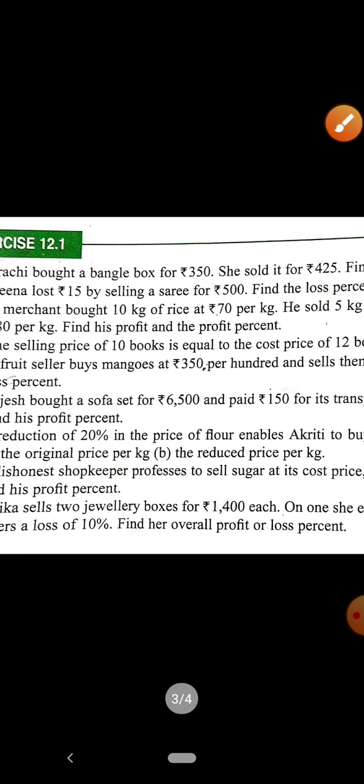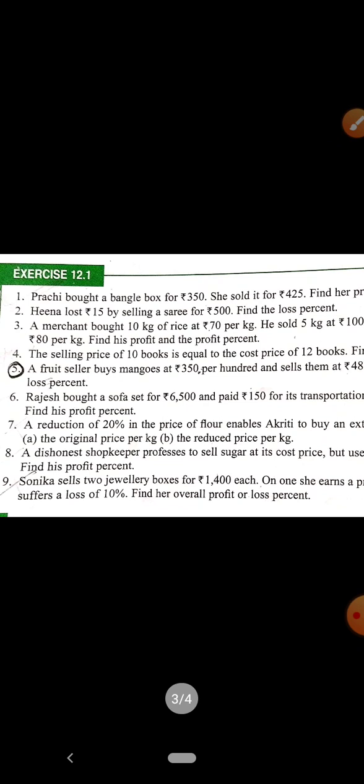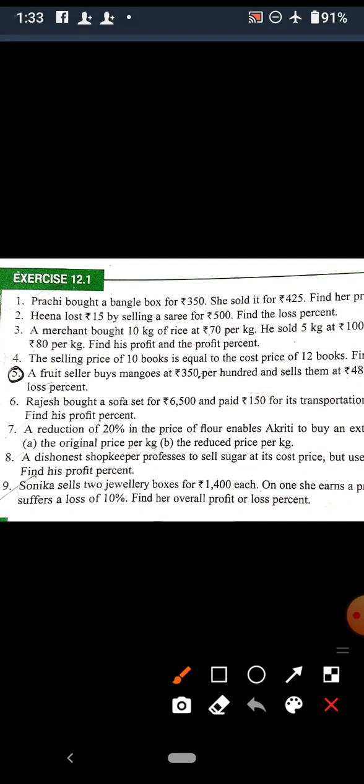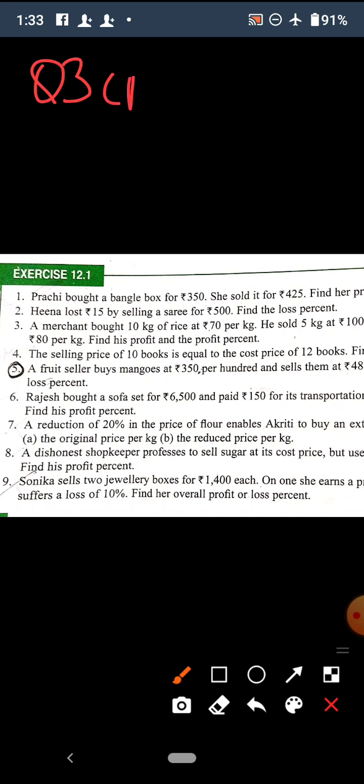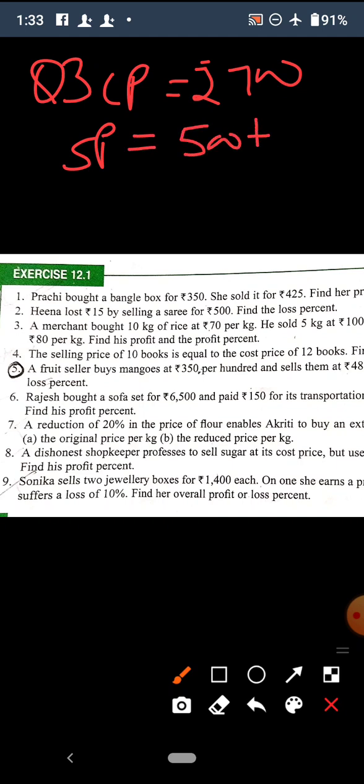Now question number 3. A merchant bought 10 kg of rice for rupees 70 per kg. So quantity is 10, rate is 70. So what is the cost price? 10 kg purchase for rupees 70, so 700. After this he sold 5 kg at rupees 100 per kg. So what is the selling price? 5 kg at 100, so 500, and the remaining 5 kg at 80. 80 into 5 is 400. That is, selling price is 900.